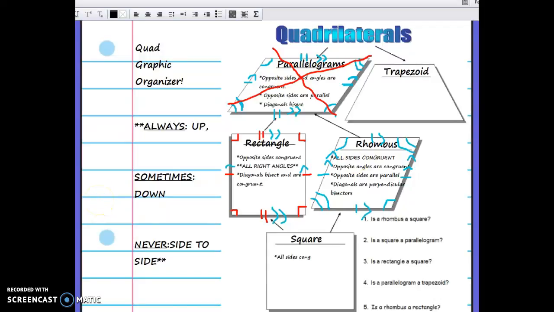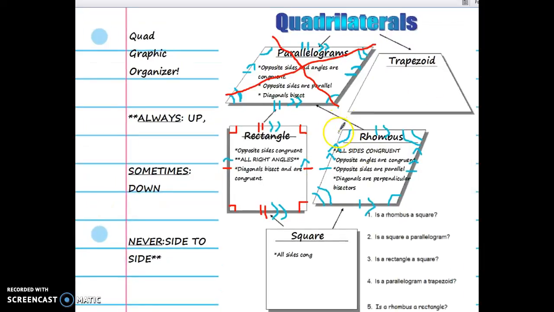Sorry guys, I think the last video cut me off. Anyway, so going back to a rhombus, the diagonals are perpendicular bisectors. So that means they form 90 degrees and they would cut each other in half.